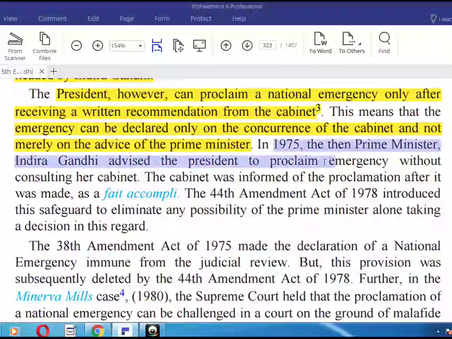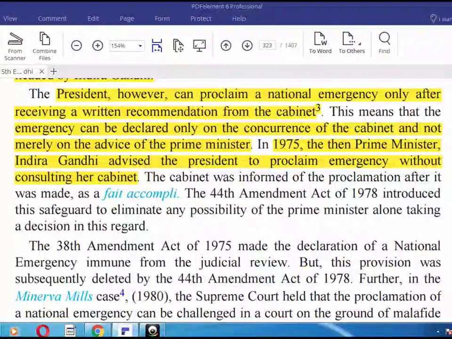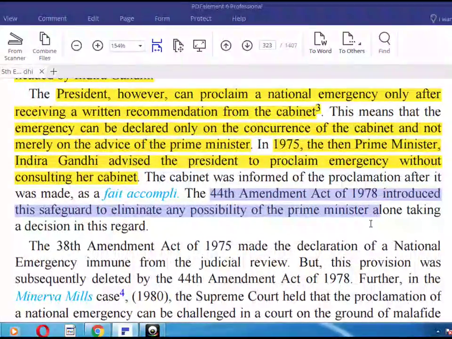In 1975, Prime Minister Indira Gandhi advised the President to proclaim an emergency without consulting her cabinet. The cabinet was informed of the proclamation only after it was made, a fait accompli. The 44th Amendment Act 1978 introduced the safeguard to eliminate any possibility of the Prime Minister alone taking the decision in this regard.